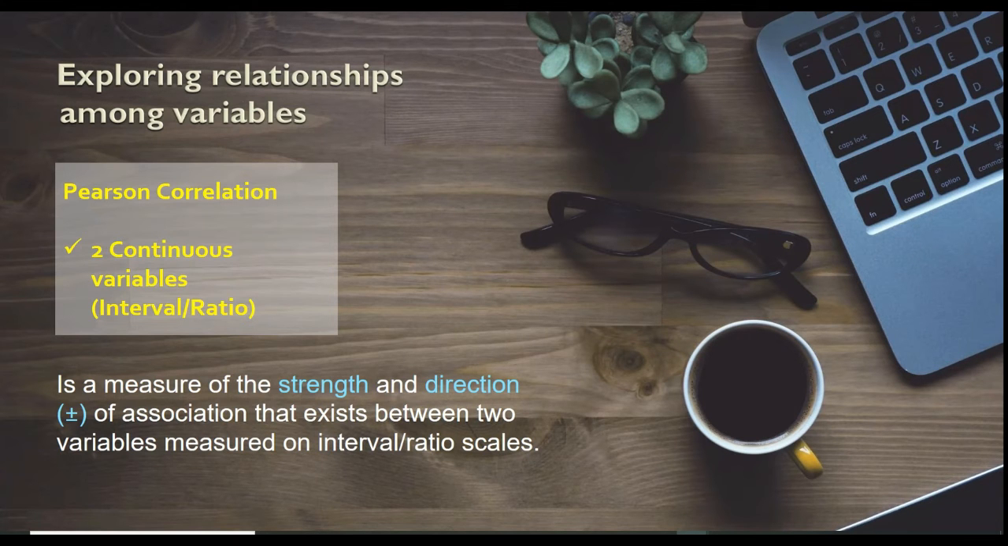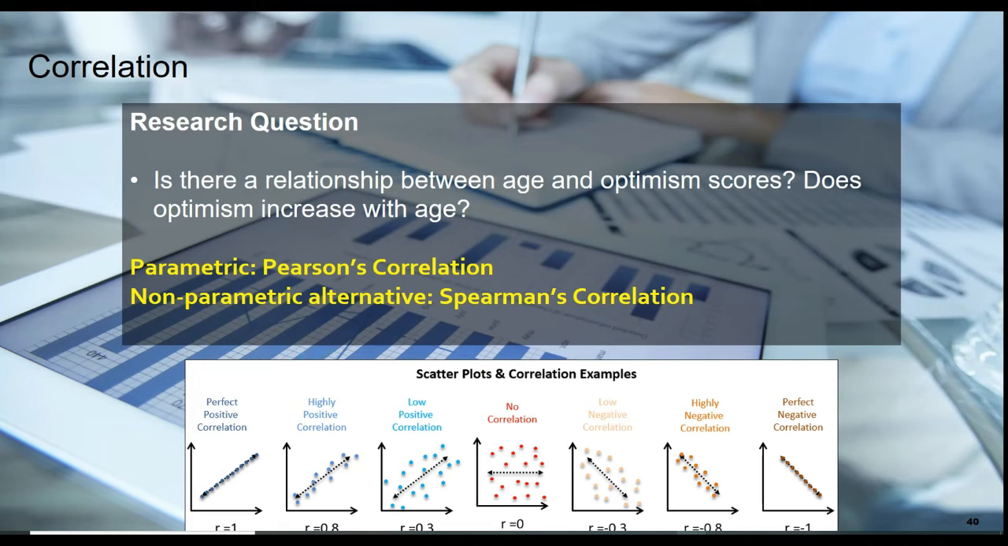Let's move on to the next test, which is correlation. So this is all about our chi-square. Exploring relationships among variables. Next is Pearson correlation. Pearson correlation is a measure of the strength and direction of association that exists between two variables measured on interval or ratio scales, meaning that we have two continuous variables over here.